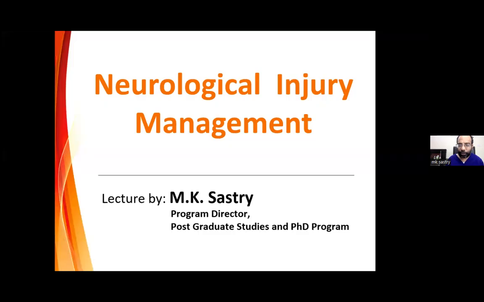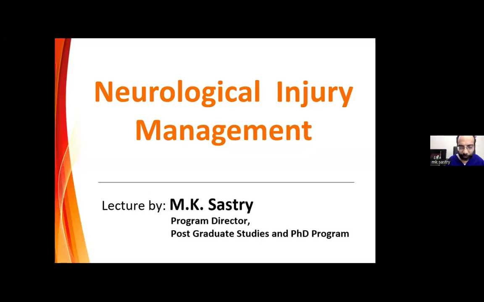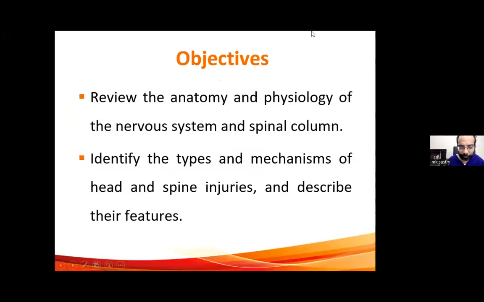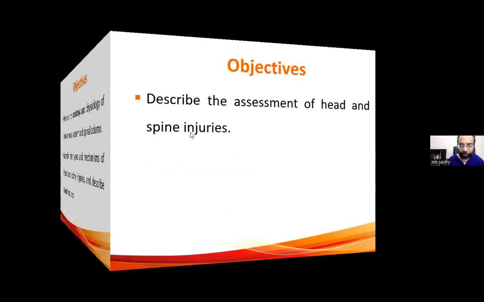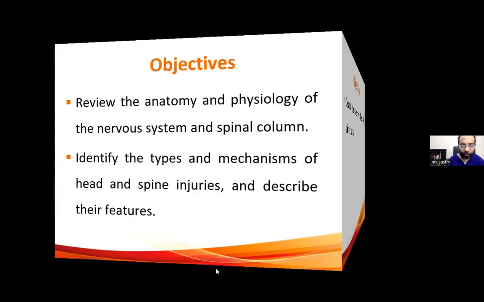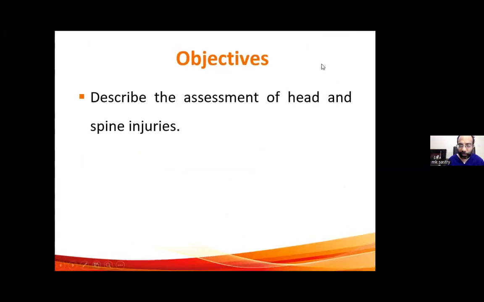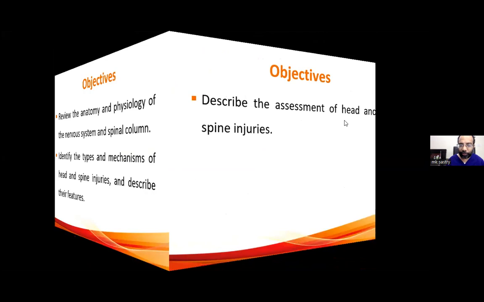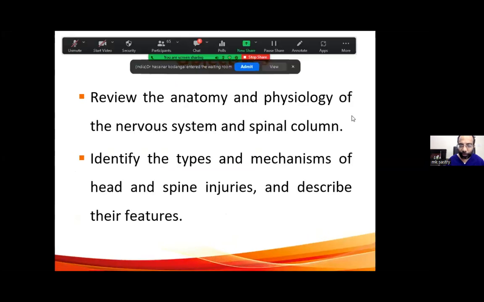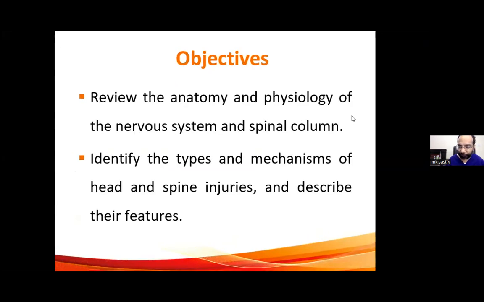Types of injury and management. Next, review of the anatomy and physiology of the nervous system and spinal column. Identify the types of injuries and different mechanisms of head and spine injuries, and describe their features.